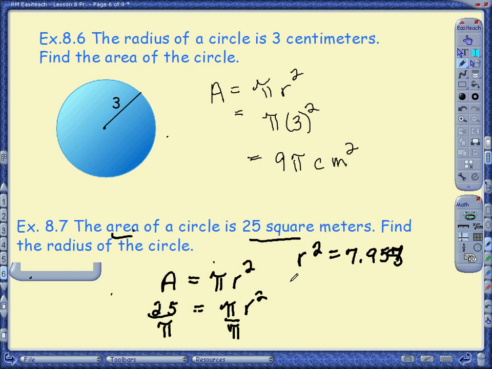Now, on your calculator, you also have something called a square root key. If you look down your first column on your calculator, you'll see x squared. It's about halfway down, and you'll see above it a little symbol that looks like this.